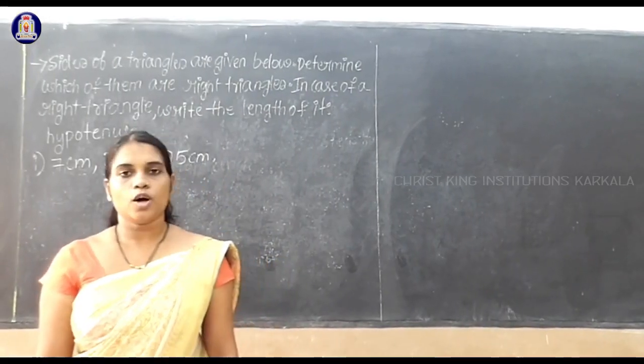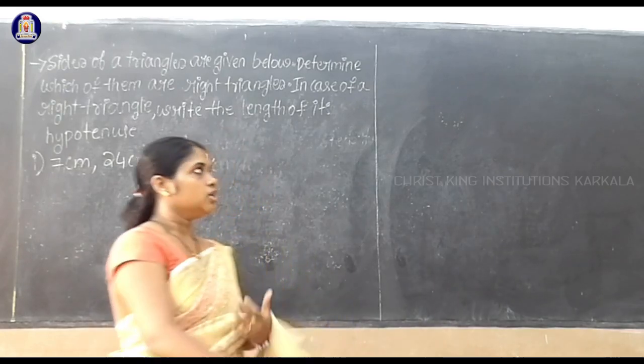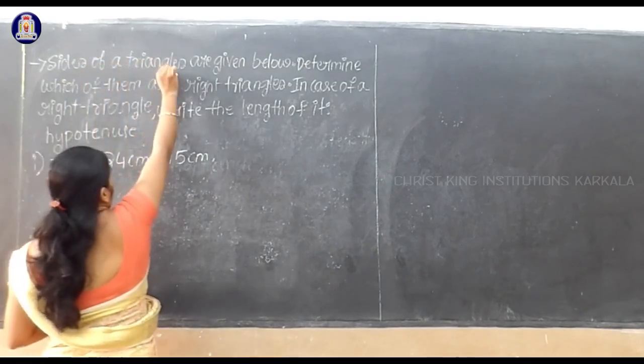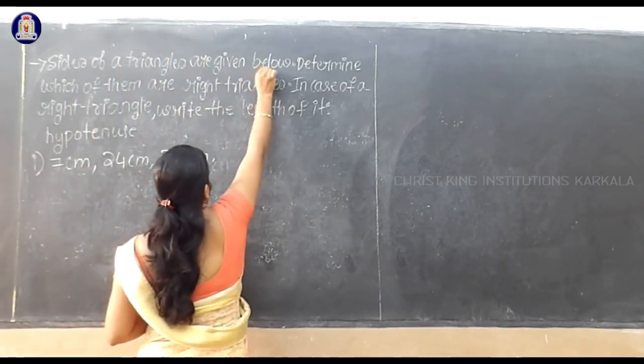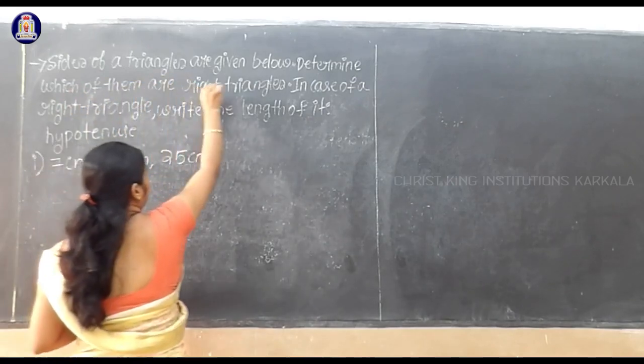Okay. So next we'll solve some questions related to this Pythagoras theorem. Okay, so the first question I will consider: sides of triangles are given below. Determine which of them are right triangles.